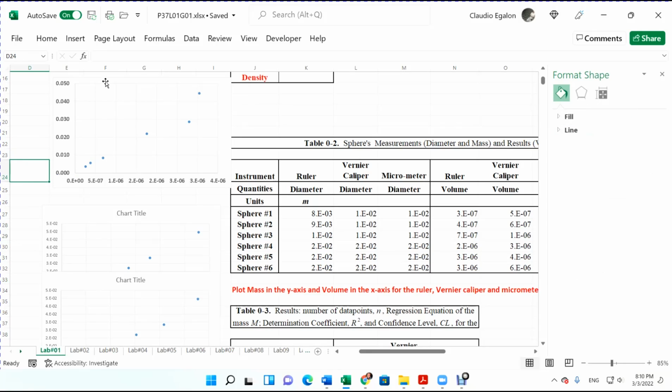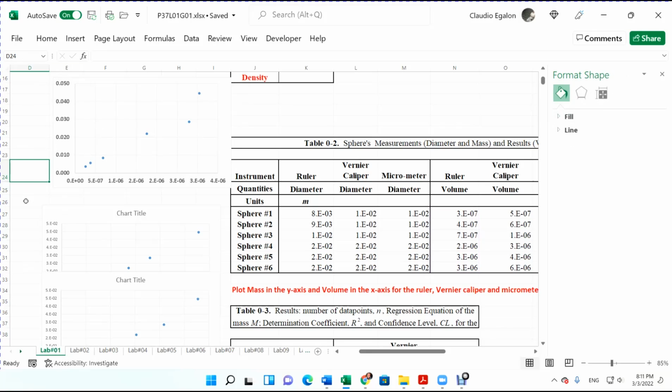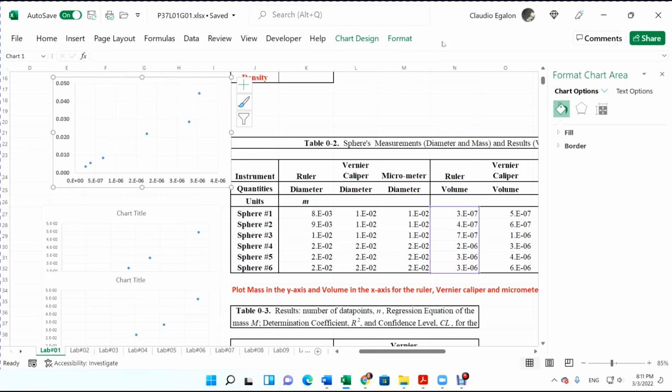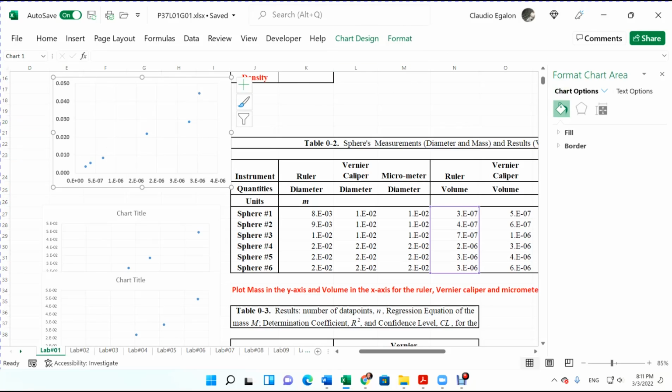Now we are going to label the axis. Are you all following? The y-axis is going to be mass. Watch what happens when I click the graph. Something else shows up, right? I unclick the graph, and they disappear. Click the graph again. We are going to use either one.